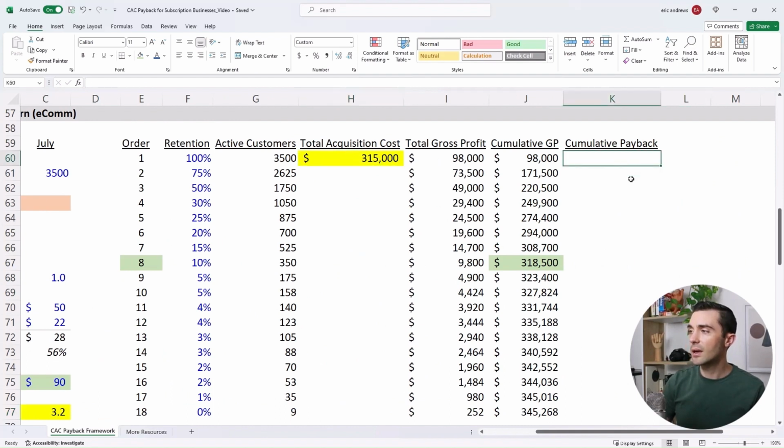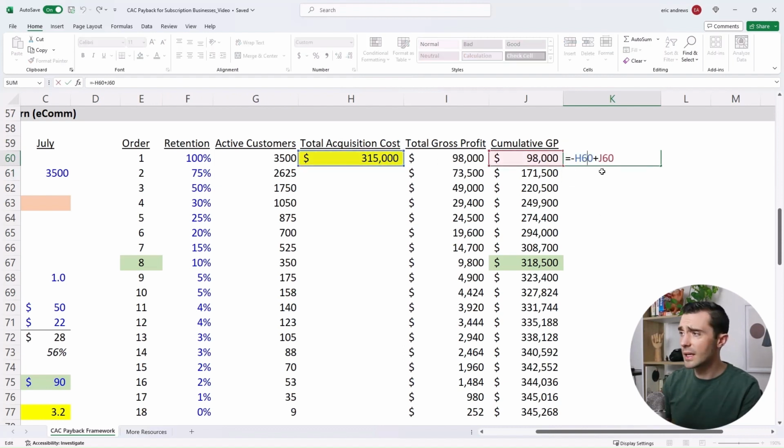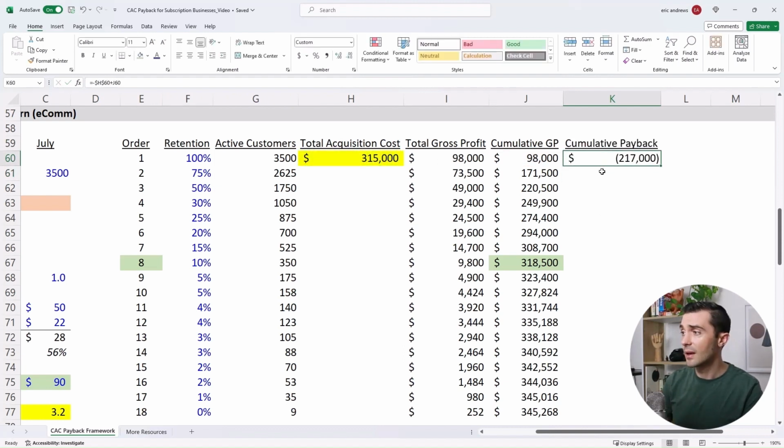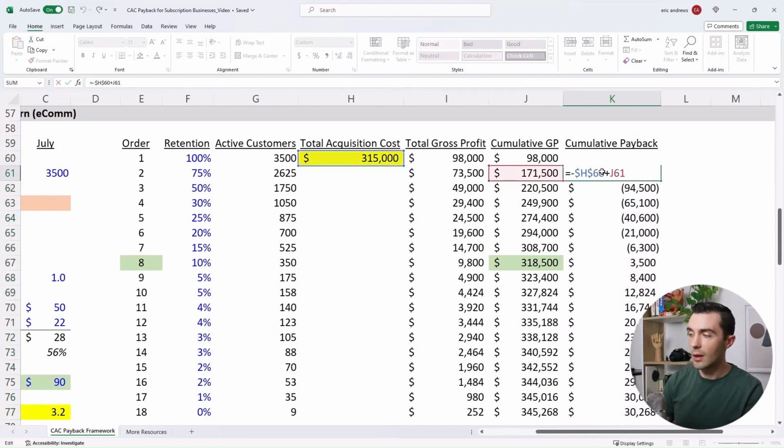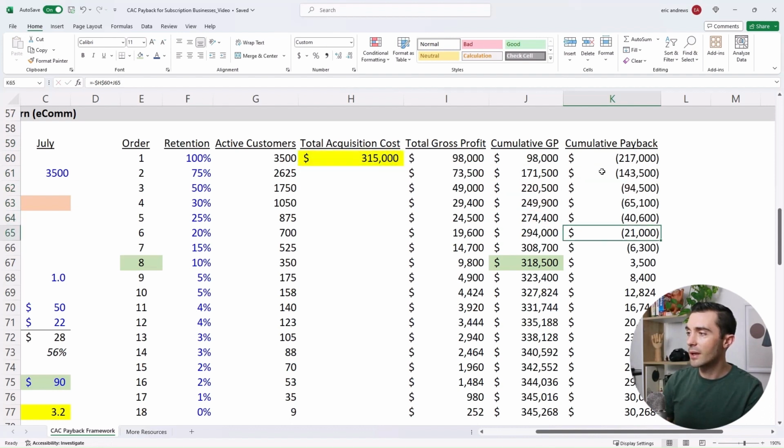You can see this here, the cumulative payback. What I'll do is I'll say, in this month, we had 315,000 in cash go out. And then what you can see here is that we made back 98,000. So cumulatively, we're down 217,000. And so you can see the payback here over the whole cohort. Now we're at negative 143, and you see that finally we break even on the CAC here in month 8.